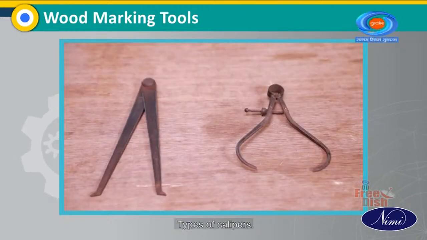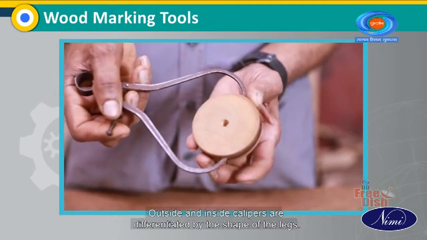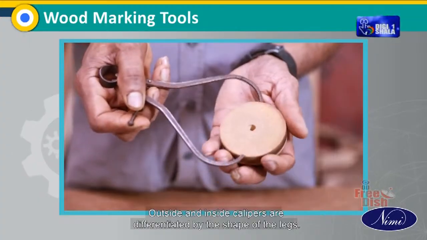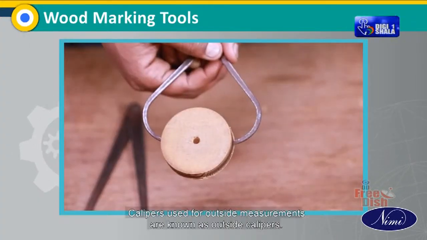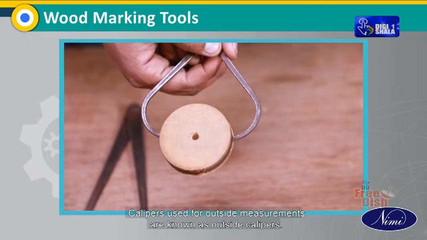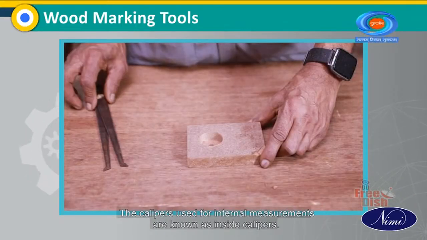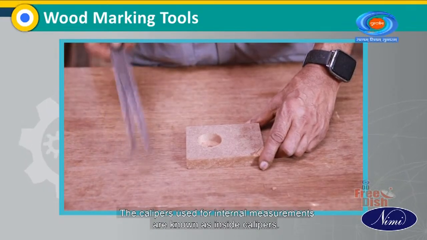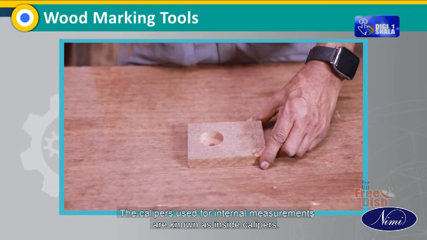Types of calipers. Outside and inside calipers are differentiated by the shape of the legs. Calipers used for outside measurements are known as outside calipers. The calipers used for internal measurements are known as inside calipers.